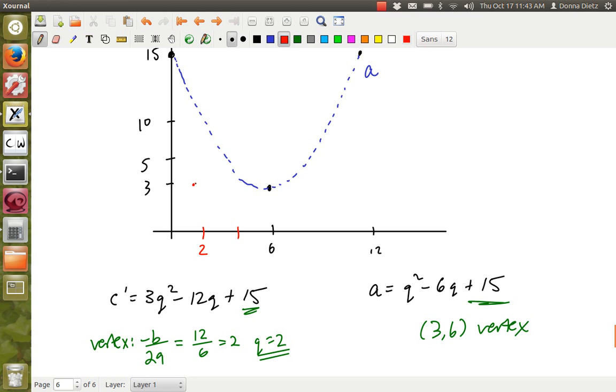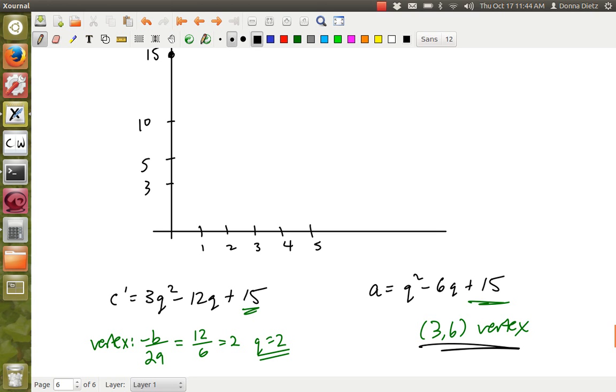I am sorry, I messed up the plot. I really apologize for that. And I know you will do the same thing. And that's okay. It's alright to mess up. But I still apologize. Okay, 1, 2, 3, 4, 5. So I want A to have a vertex at 3, 6, and I just didn't do a good job plotting that. Okay?